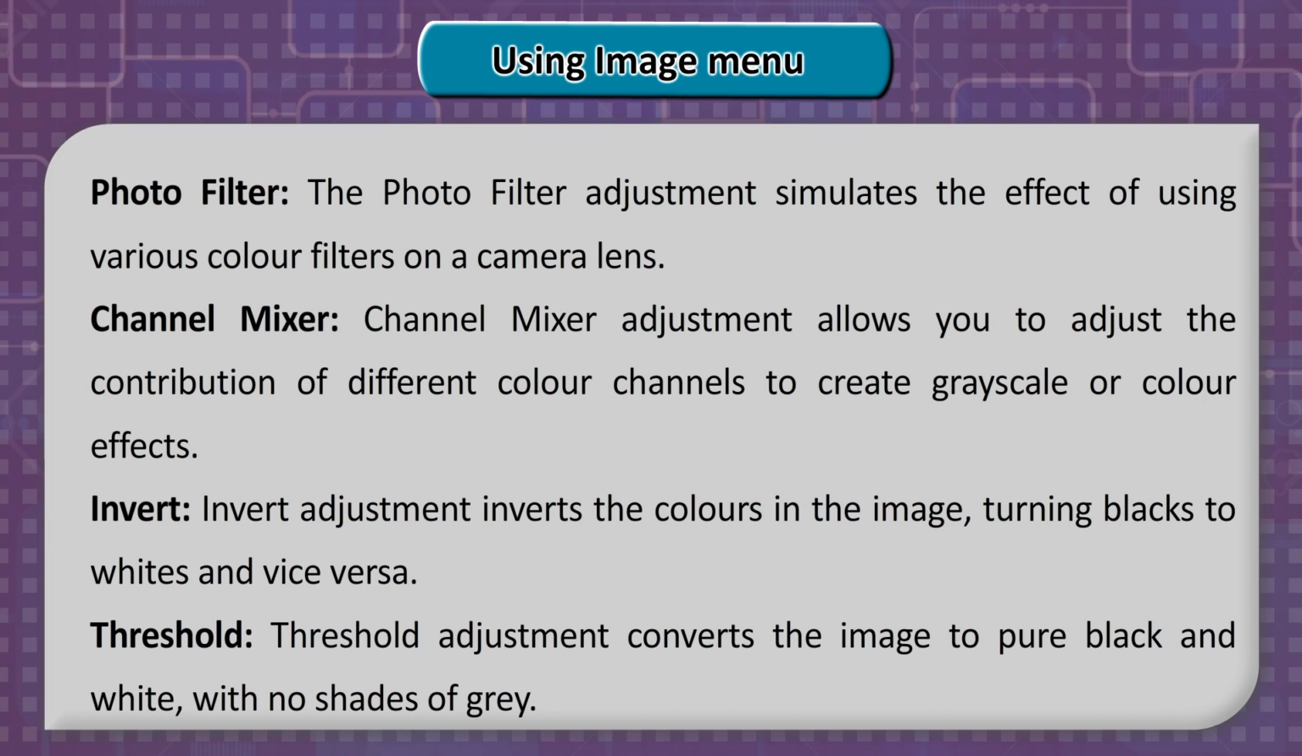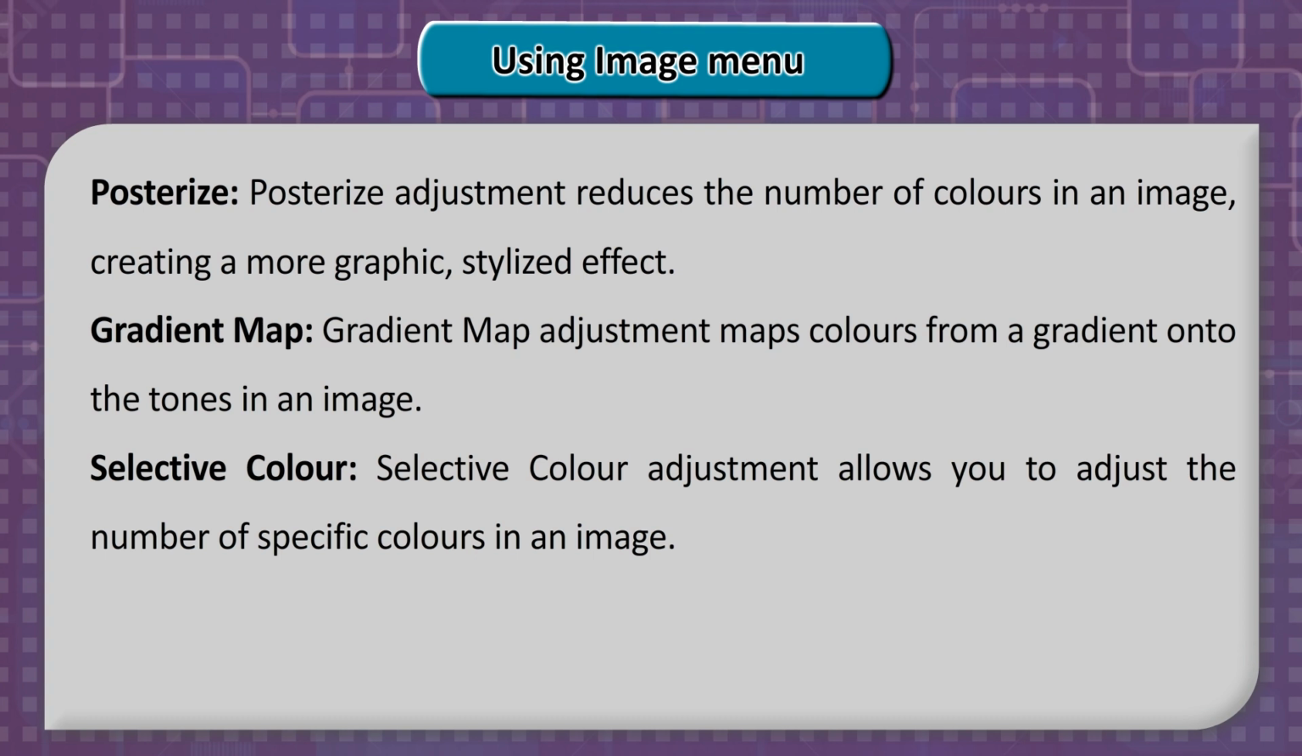Threshold. Threshold adjustment converts the image to pure black and white, with no shades of gray. Posterize. Posterize adjustment reduces the number of colors in an image, creating a more graphic, stylized effect. Gradient map. Gradient map adjustment maps colors from a gradient onto the tones in an image. Selective color. Selective color adjustment allows you to adjust the number of specific colors.